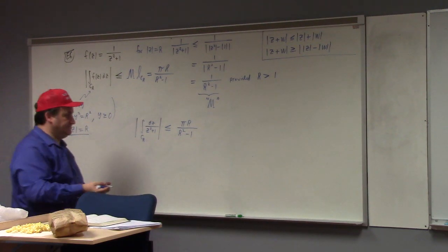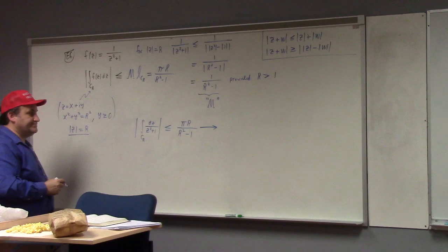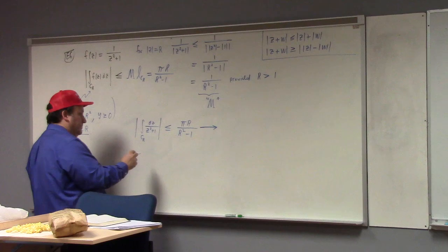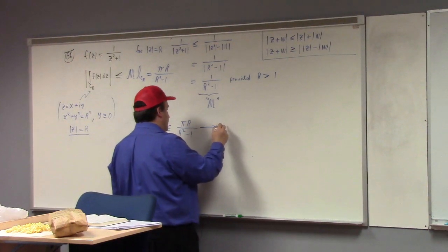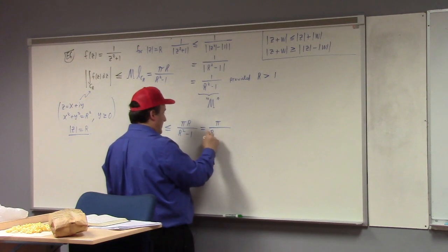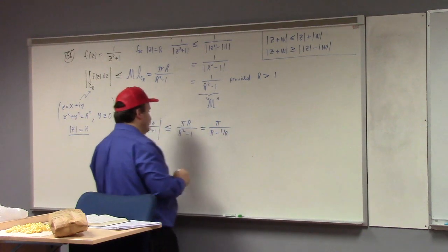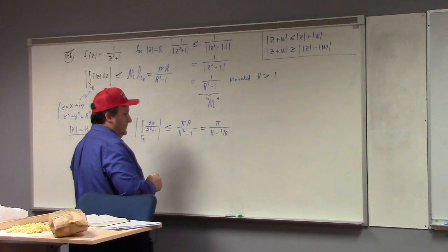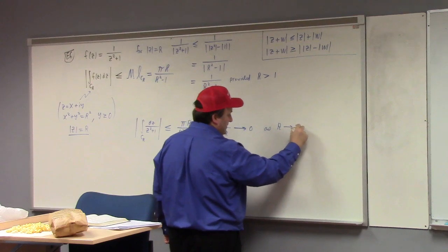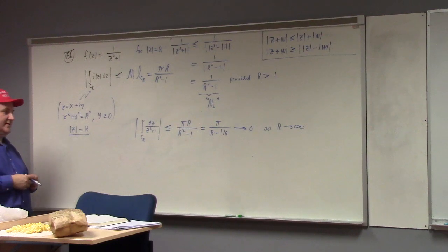So what does this tell us? What's this go to as r goes to infinity? It goes to 0, that's right. So, I mean, if you like, I could rewrite it like this. This is pi over r minus 1 over r, which goes to 0 as r goes to infinity. If you don't like that, you could apply L'Hopital's rule to this thing one time as r goes to infinity. It's type infinity over infinity.